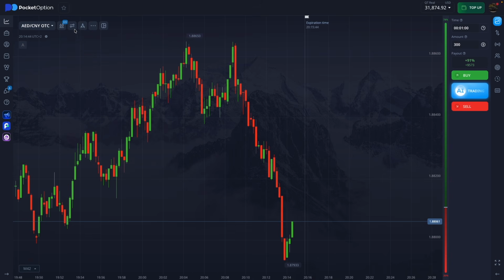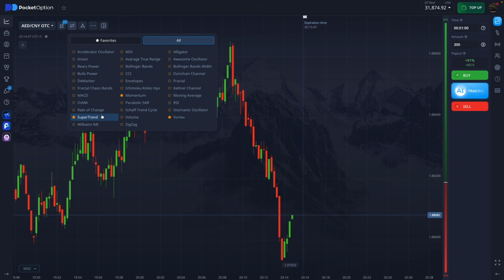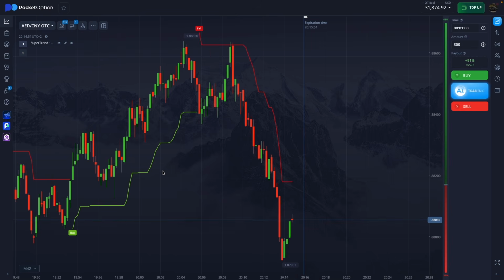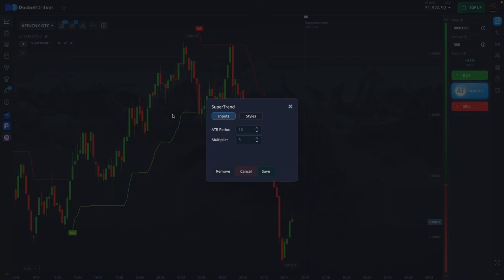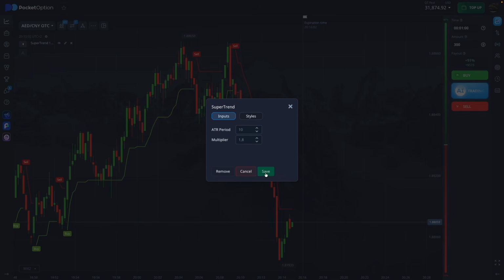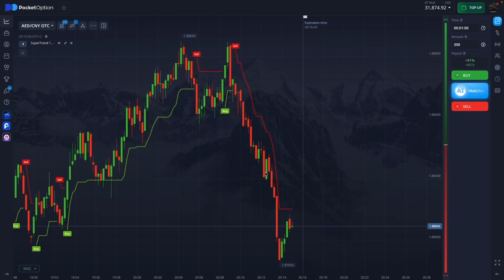So I've logged into my broker, and here I am adding 3 indicators to the chart. The first indicator that I will need is called SuperTrend. I have added it to the chart. I use a period of 10 and change the second parameter to 1.8. After that, I click the Save button. In other words, I don't change anything in the style.